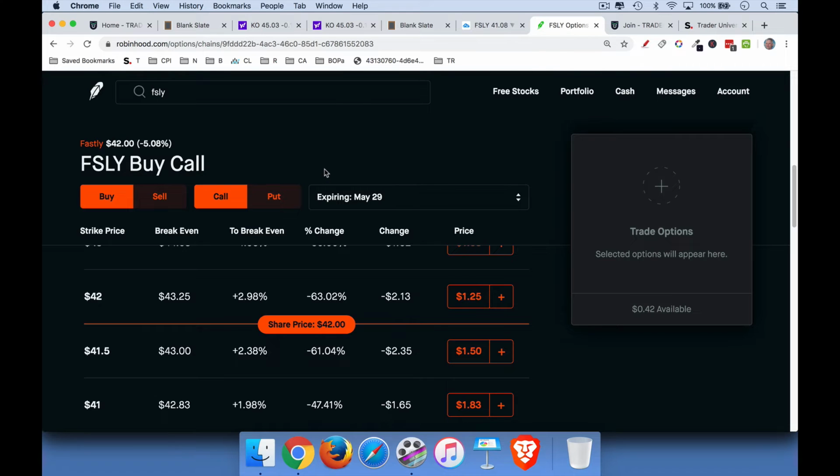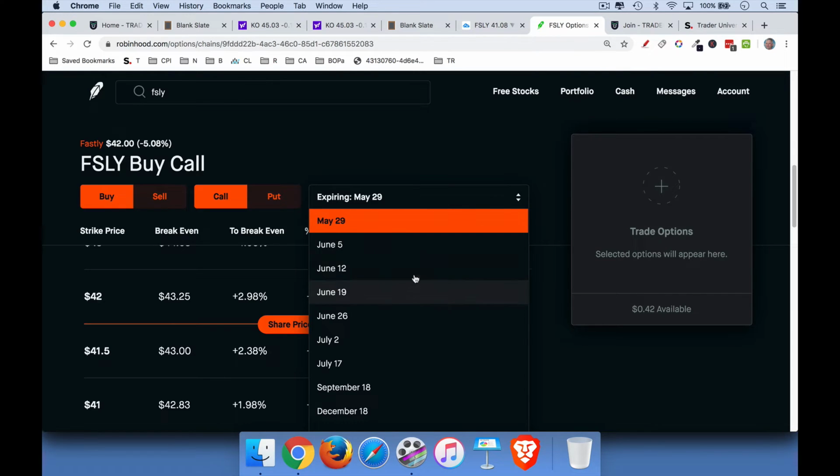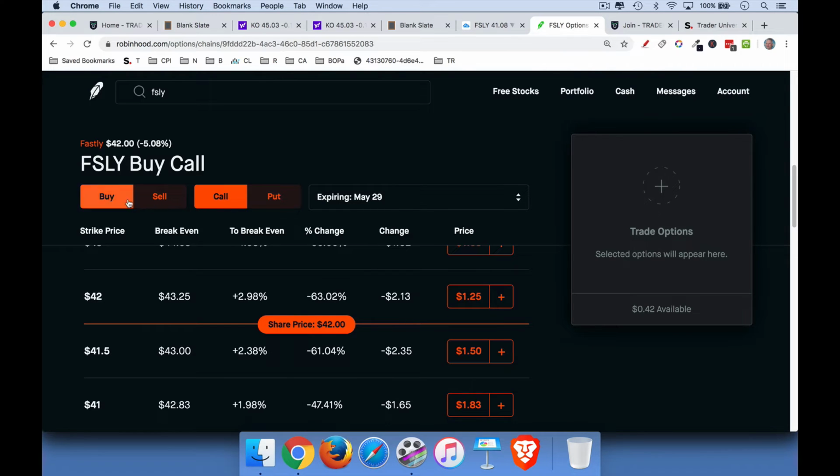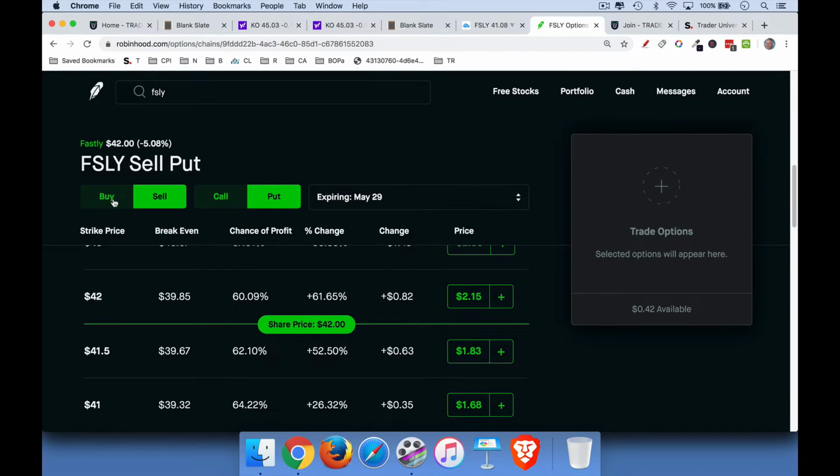You have to turn on options trading when you open up an account with them. I think you have to fill out some extra forms. I did this a long time ago. But then you can click on the options trading tab, and you'll be taken right here. Again, just like in Yahoo, we can see that there are a bunch of different expirations here. We can also see that you have a choice of buying calls, buying puts, selling calls, selling puts. I really like their interface. They make it really intuitive. But we're going to be buying a call in this case.